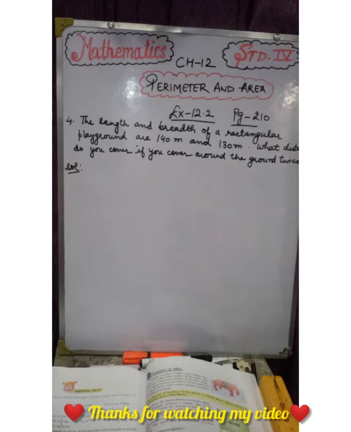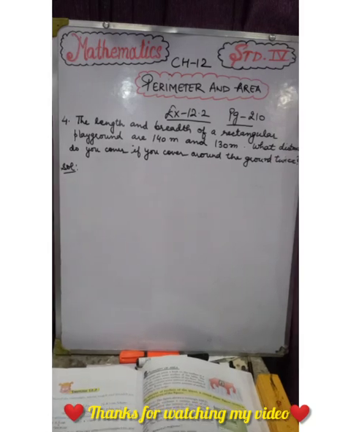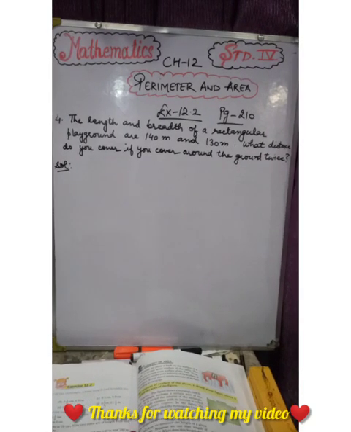So the next question is question number 4. The length and the breadth of rectangular playground are 140 meter and 130 meter. What distance do you cover if you cover around the ground twice? The question, first it is given length and breadth. So we will start with that.